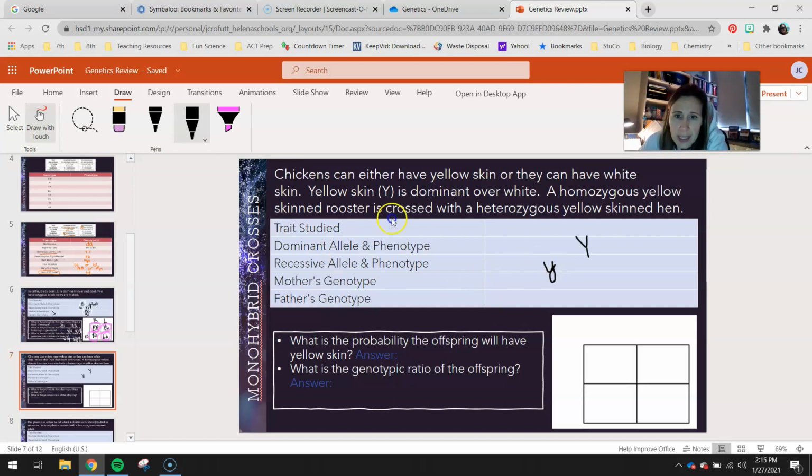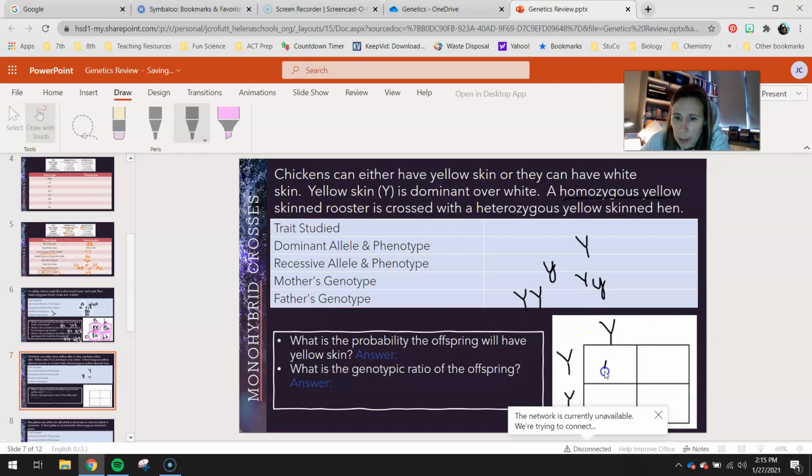Mother's genotype: the hen is heterozygous, so she's going to be big Y, little y. And the father is the rooster. He is homozygous yellow skinned, so he's dominant and homozygous, big Y, big Y. We can go ahead and place the alleles that the parents would pass down on our Punnett square. There's dad, here's mom, and then we can do our cross, big Y, big Y.